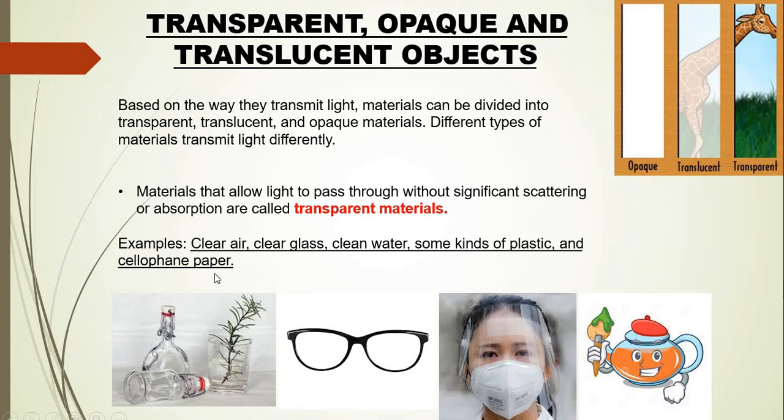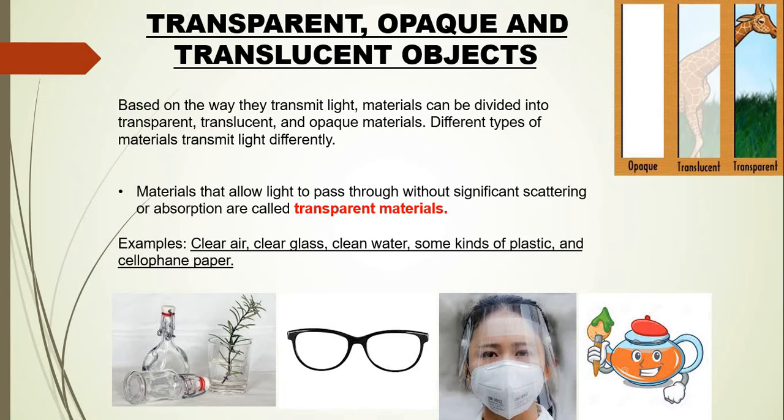I think all of you have used this cellophane paper. Through that cellophane paper you are able to see the back side very clearly. Okay, so this is called transparent material. Why are we able to see it clearly? Because all the light is passed through that cellophane paper, and due to that we are able to see it clearly.